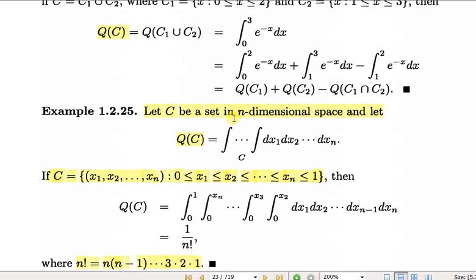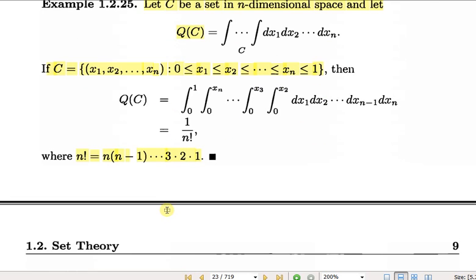And now let C be n-dimensional space, and let Q(C) be the integral of dx1 dx2 up to dxn over the border C. If C is the n-dimensional set of x1 to xn with a border like this, then if we use this border and apply it to this function, we will find this and resolve this.